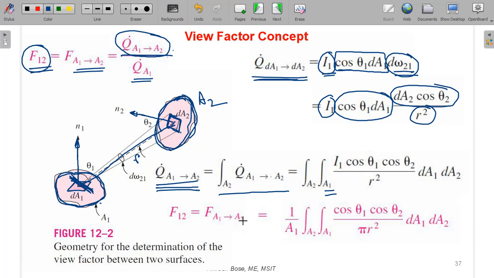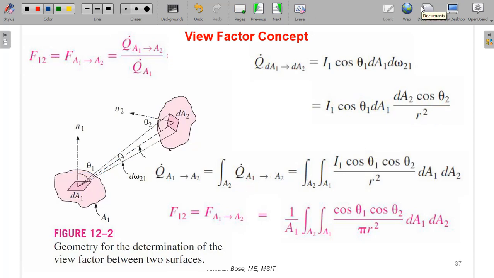So if you do that, then the expressions will be like this, and you see carefully what this particular quantity is. Let me show you that this is Q dot A1 to A2. Now let me show you what Q dot A1 is. This numerator part we have seen here.